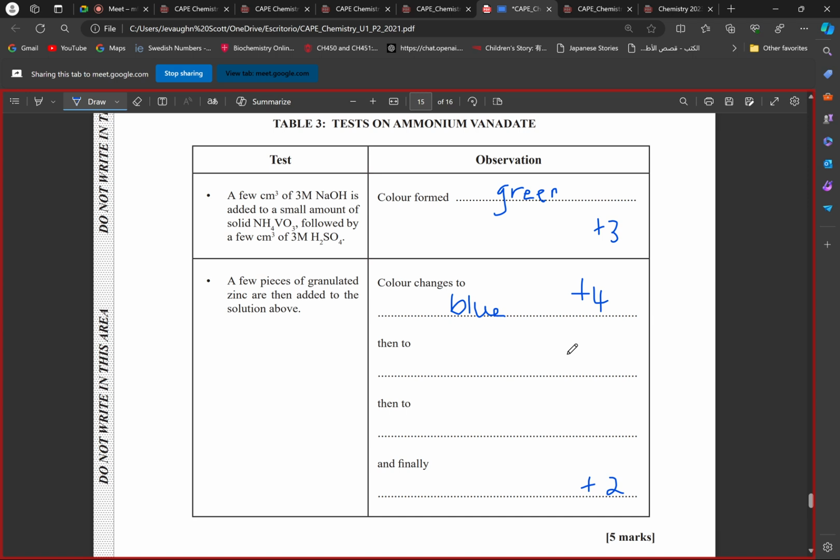Okay, so what's happening? What are we doing? We're adding the sodium hydroxide to the ammonium vanadate, right? So what's gonna happen here? Once we add acid to it, what's gonna happen?